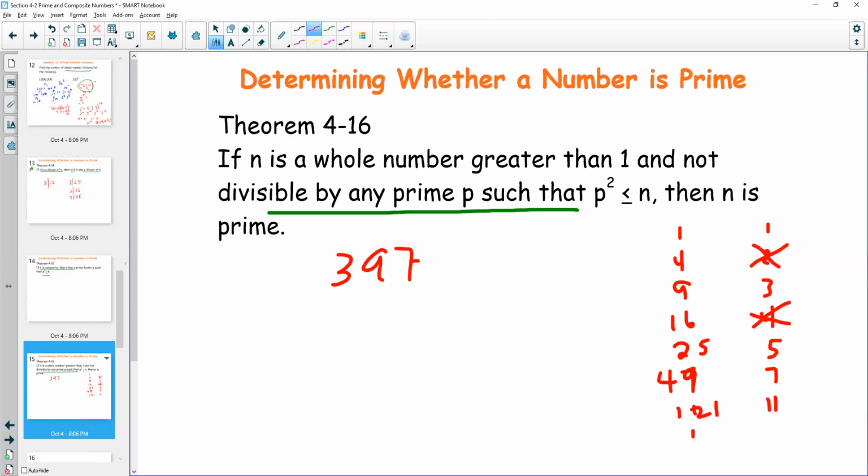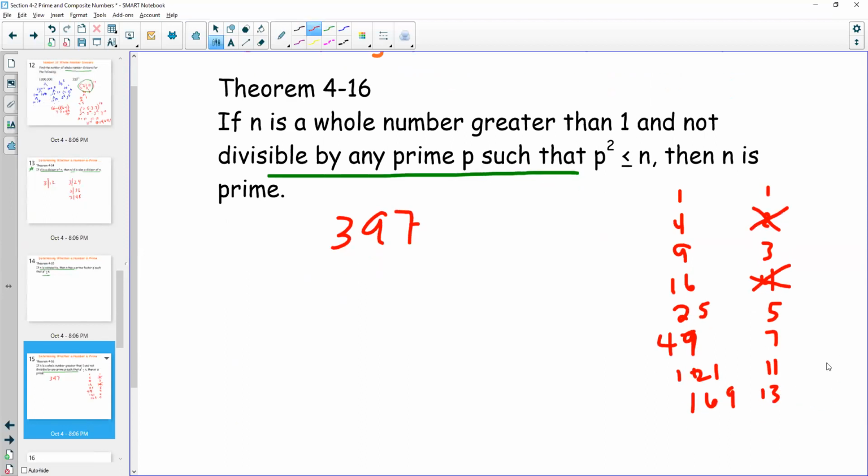I need 13, which is 169. 14. I don't need 15. I don't need 16. 17. What's 17 squared? 17 squared, I don't know off the top of my head. 289. 17, it's still smaller. 18, I don't need. 19 squared is 361. 20 squared is 400, so I don't need to go that far.